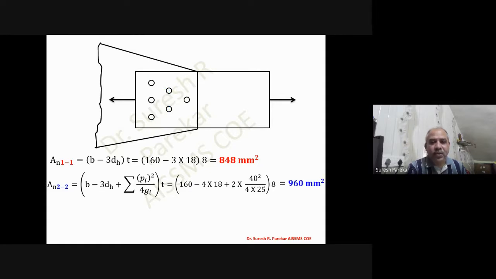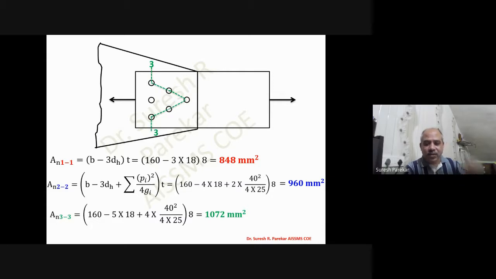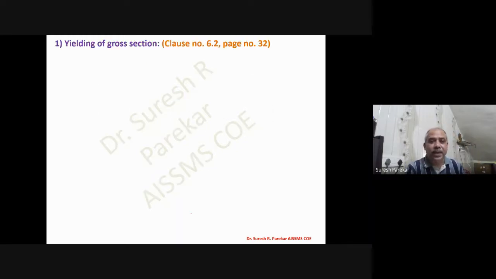Now you can go to the third section, and in this third section 5 bolts are going to be cut by this section, and therefore we have to take 5 bolts. Now these 4 we are going to get. Why 4? So we have this as one inclined line, second inclined line, third, and then fourth. And from this I will get 1072 millimeters square. So the An value we have is the minimum of these three, which will be 848 millimeters square.